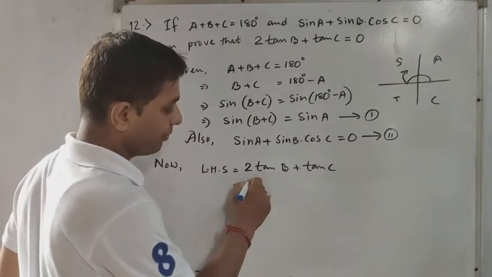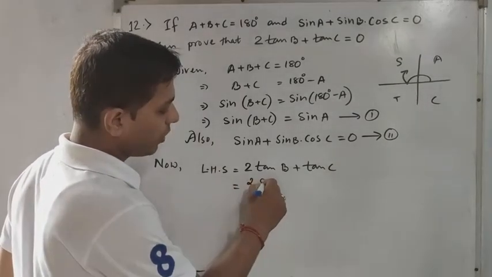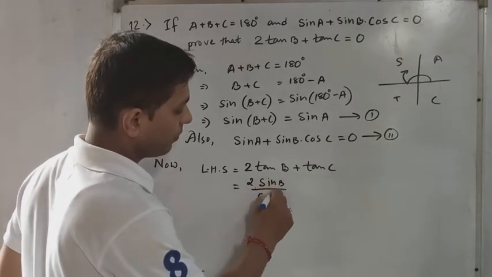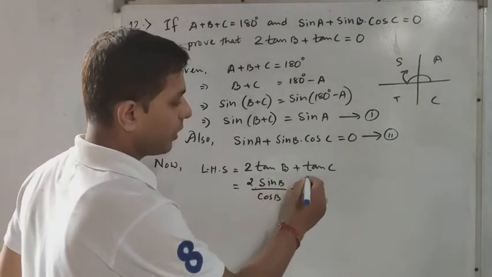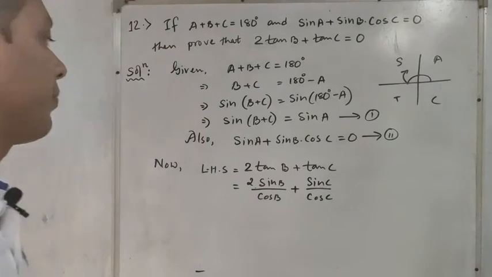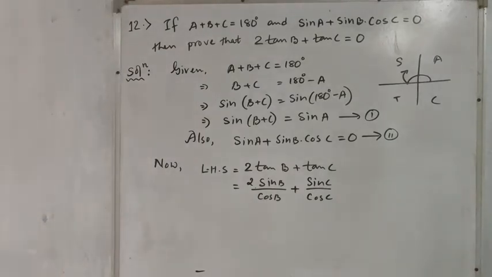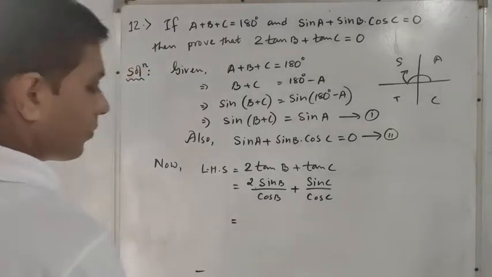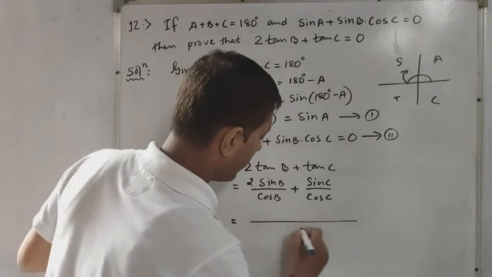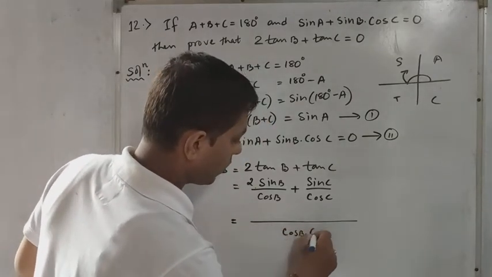So 2 times sine b by cos b plus sine c by cos c. Okay, after that let us take LCM. If we take LCM, then the LCM will be cos b into cos c.